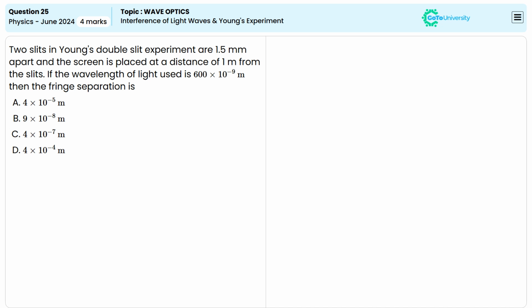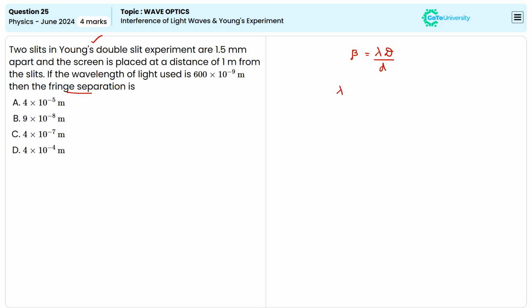What is the value of fringe separation for a given Young's double-slit experiment? It's known that in the double-slit experiment, the value of bandwidth or fringe separation can be calculated using a formula: beta is equal to lambda D divided by d.